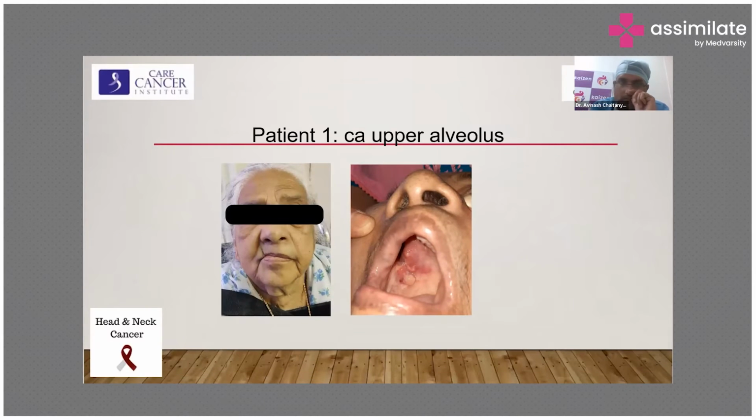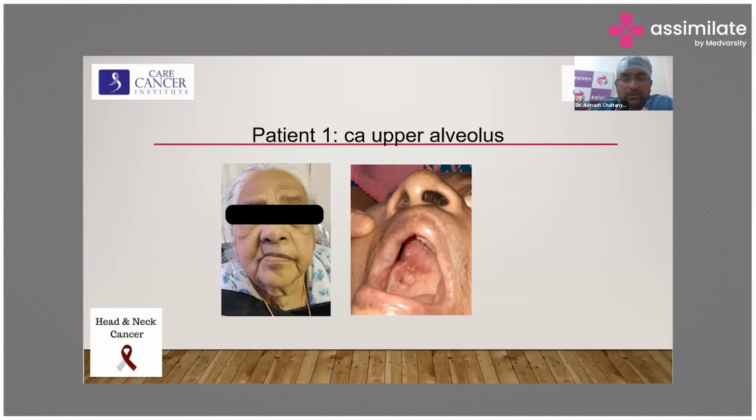So I will discuss a few patients that I have operated on in the past 1 year or so. So this is a patient of growth in the upper alveolus, that is the palate. Okay, she was an 81-year-old lady. She is a 82-year-old lady now, and her only complaint was that she was having foul smell from the oral cavity because she is hard of hearing and doesn't talk much to her attendants.